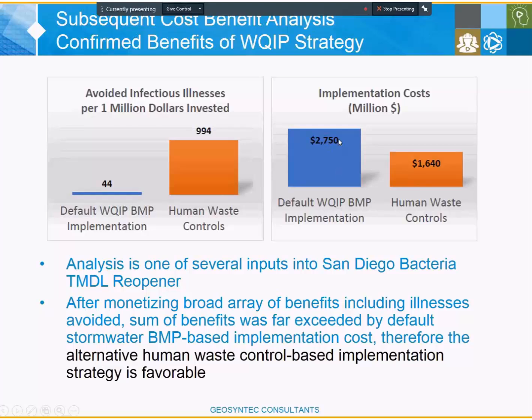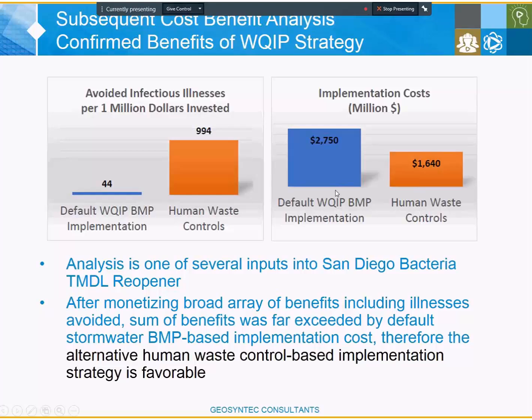Here is $2.75 billion to implement the conventional approach, but a human waste control approach was almost half that. This is an elevated estimate of the human waste control approach because it's assuming that there would be housing paid for every homeless person in San Diego County. So you can imagine that's the majority of this cost here. So what is it saying?